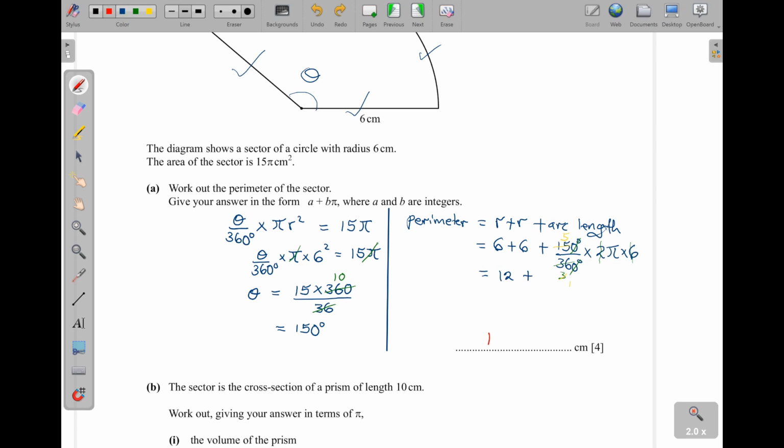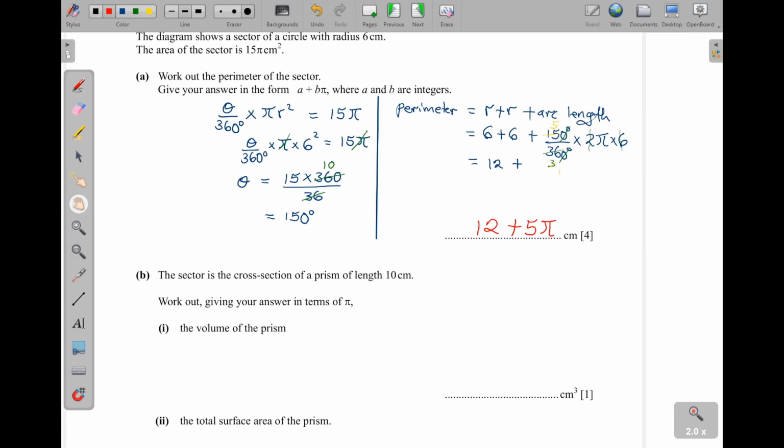Altogether we are having 12 plus 5 pi. The pi is there. Then next, part B: the sector is the cross-section of a prism of length 10 centimeters. Work out the volume, giving your answer in terms of pi. So volume of any prism is equal to the cross-sectional area times the length.